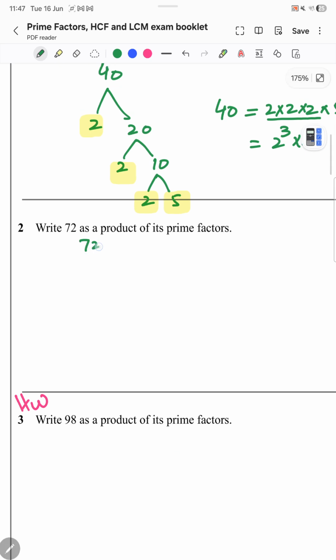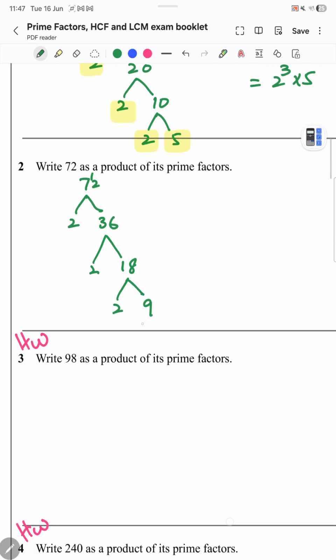72 is again an even number, so we can divide by 2. When you divide by 2, 2 times 3 is 6. If you take away 6 from 7, you're left with 1, so it's 12. So 2 times 6 is 12, so it's 36, and 36 divided by 2 is 18. And if you divide 18 by 2 again, it's 9. Now 9 is an odd number, so you can divide by 3. When you divide by 3, it would be 3 times 3. So these are all the prime factors of 72.